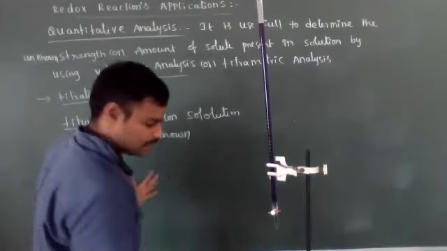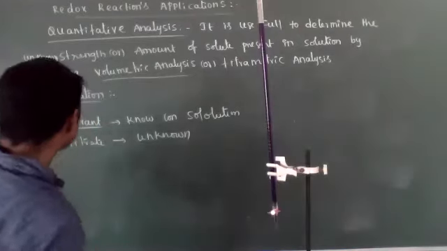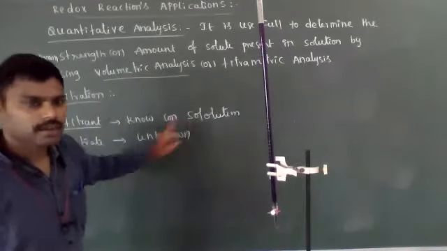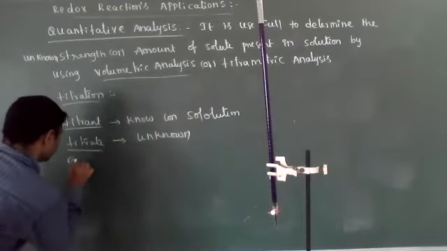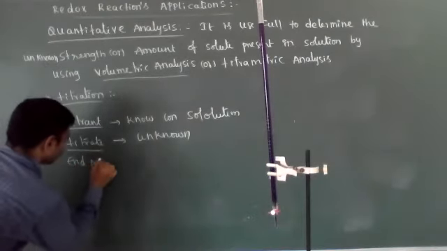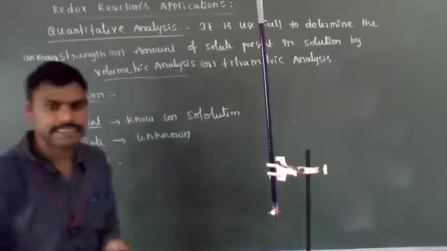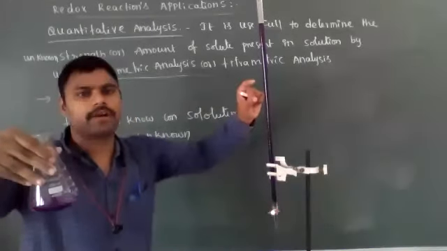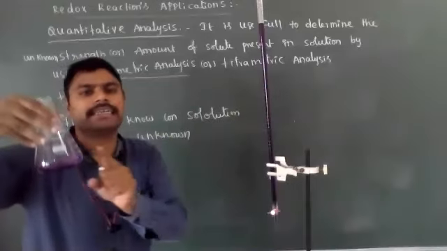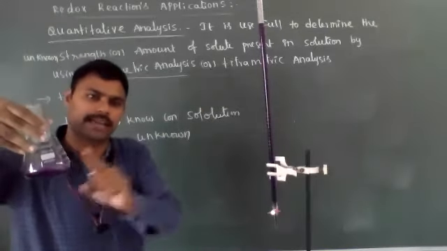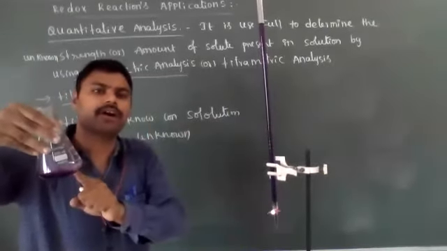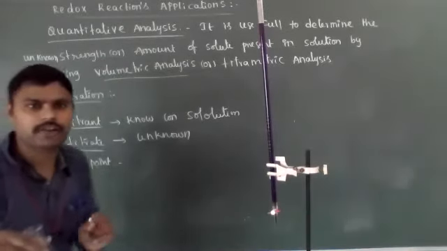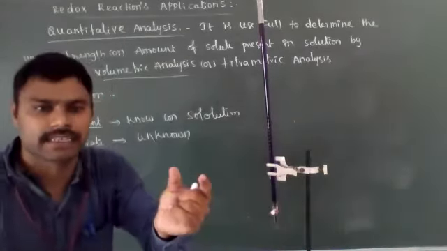Okay, students. After adding the unknown solution to the known solution, the end point is the particular point, the equivalent point. It means the number of equivalents of oxidizing agent and the number of equivalents of reducing agent, or the number of equivalents of acid and the number of equivalents of base, are equal. That point is known as the end point. At the end point, the color changes immediately.